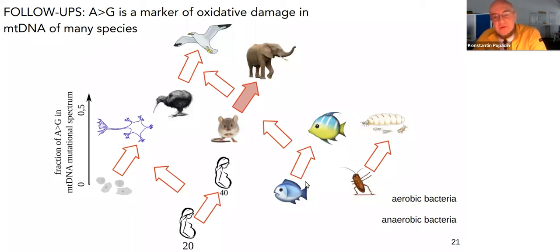Fishes can live in cold water or warm water, and in this case, the temperature of the water will affect the level of metabolism. The level of metabolism will affect the activity of the respiratory chain, and oxidative damage is a normal byproduct of the respiratory chain, which we can see as A to G substitution. That's our logic. Moreover, we can compare short-lived insects and long-lived insects, because we can see the same. And we can switch to prokaryotic genomes, to bacteria, because mitochondria is essentially a prokaryotic genome. We can compare aerobic and anaerobic bacteria. Our null hypothesis is always that more aerobic organisms with higher basal metabolic rate will have a higher fraction of A to G substitutions.